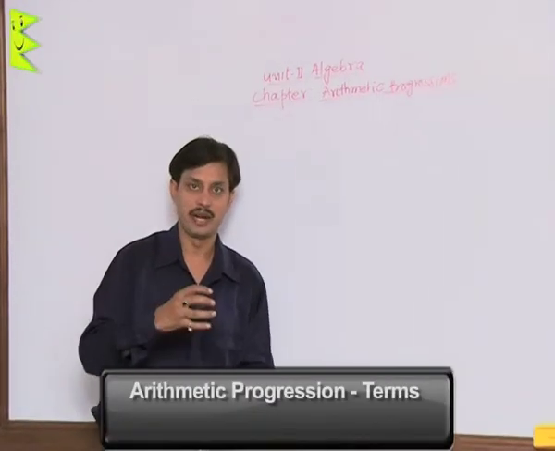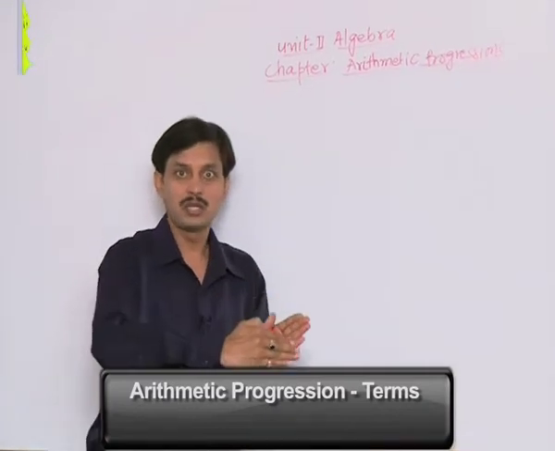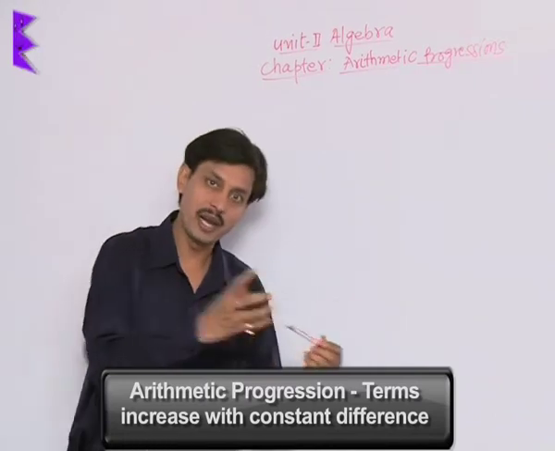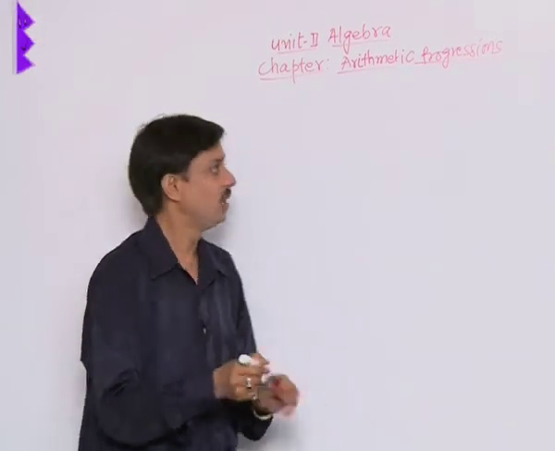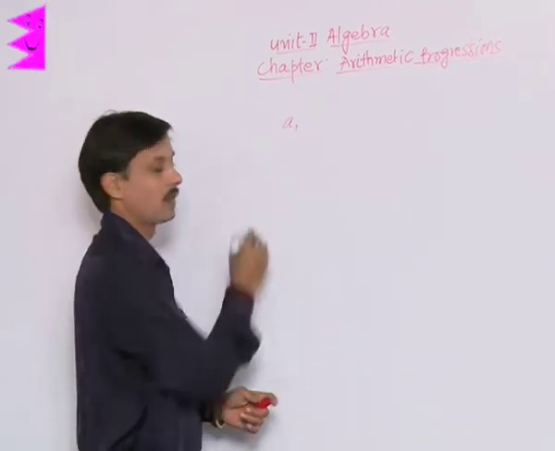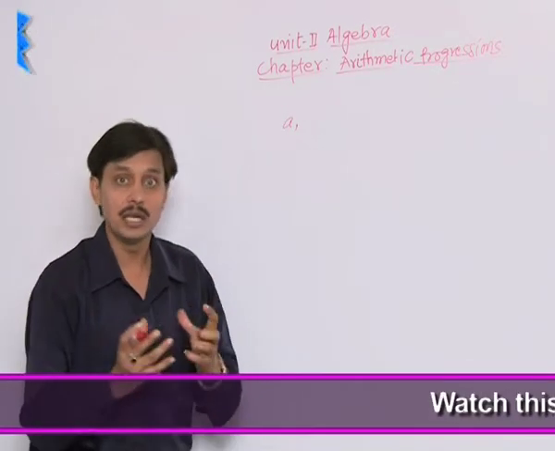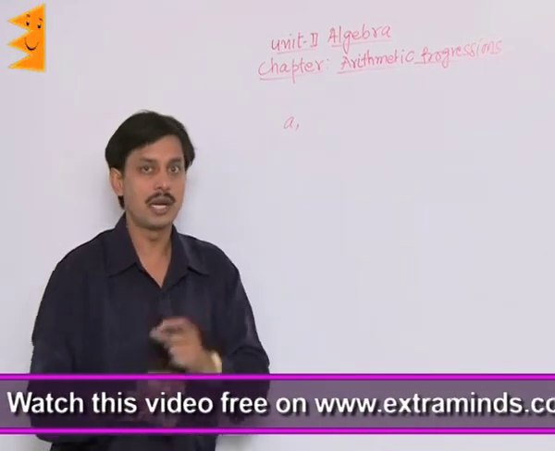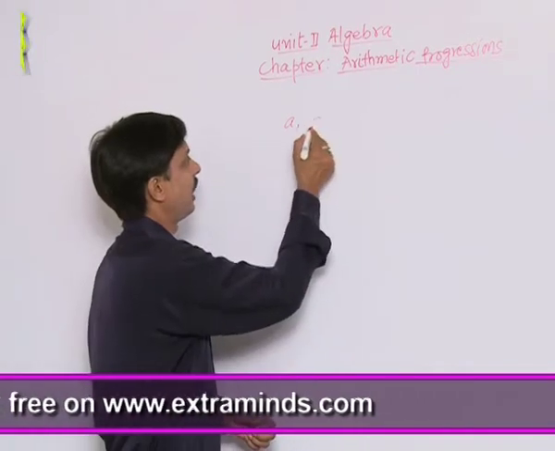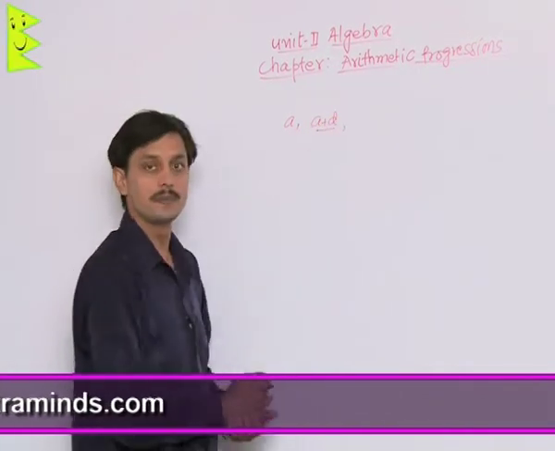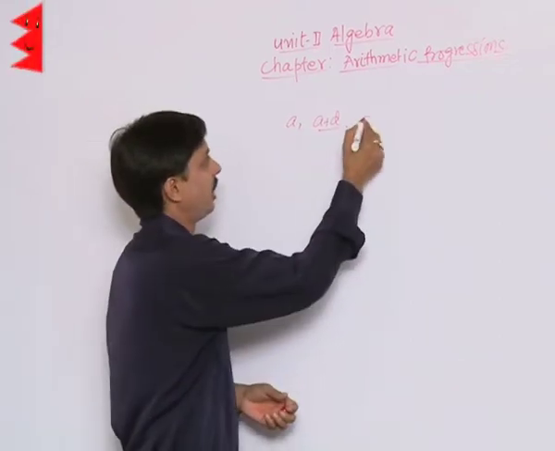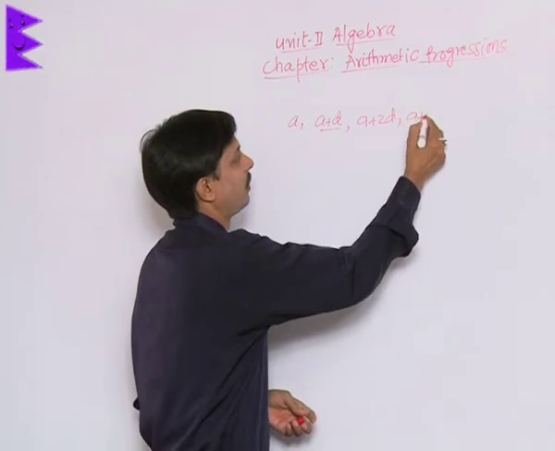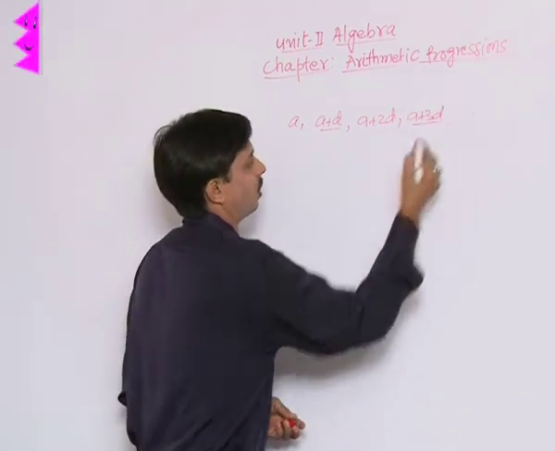Arithmetic progression is that in which terms increase with a constant difference. Suppose I give you one example: the first term is A. I'm using the algebraic term A. I increase it by some constant number, suppose D, then the next term becomes A plus D. If I increase by D again, it becomes A plus 2D. If I increase again by D, it becomes A plus 3D, and so on.